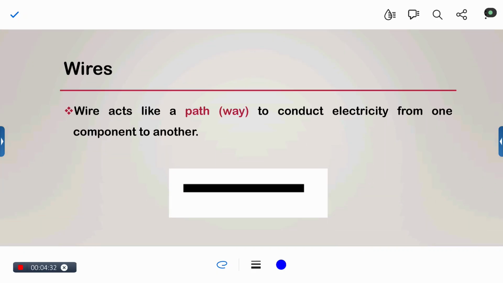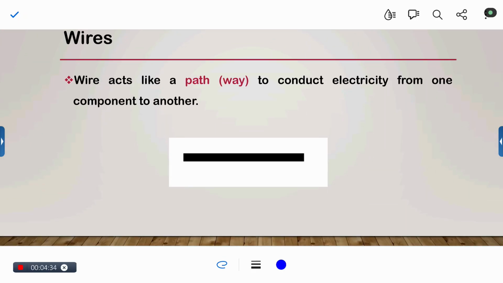And then the wire. For what purpose are you going to use the wire? In order to connect one electrical appliance along with another electrical appliance, and this wire is going to act like a path. What is the meaning of the word path? Path is also called the way. So it is going to act like a path for the electricity.